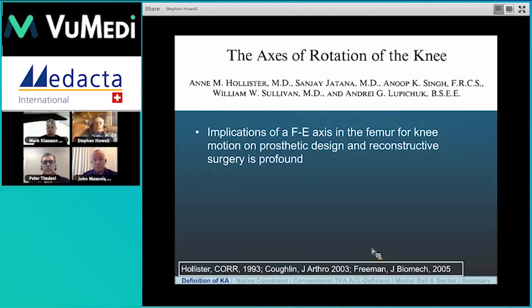the flexion extension axis in the femur, about which the tibia flexes and extends, and prophetically said that knowing the location and activity of this axis can determine the knee motion in prosthetic design and reconstructive surgery, and it has profound implications, which it does, because when you change the implant so that it's outside the bound of the native surface, something's tight, a ligament has to be released.